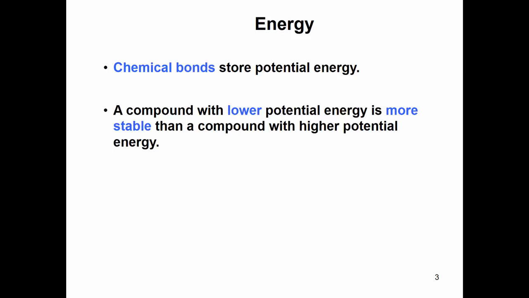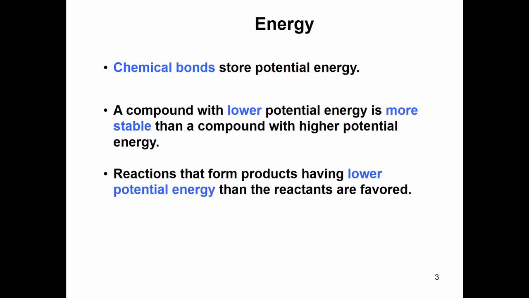Chemical bonds, like the ones we've been looking at, store potential energy. If a compound has lower potential energy, that means it's more stable. The lower the energy it has, the more stable it is. And if it has higher energy, then of course the opposite: the higher the energy of the compound, the less stable it is.